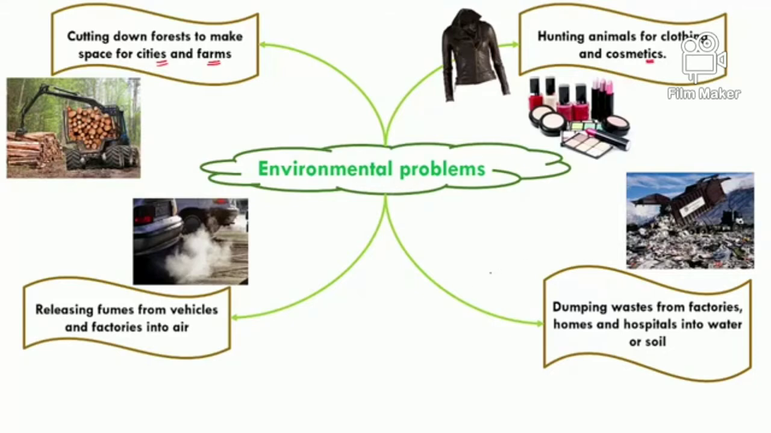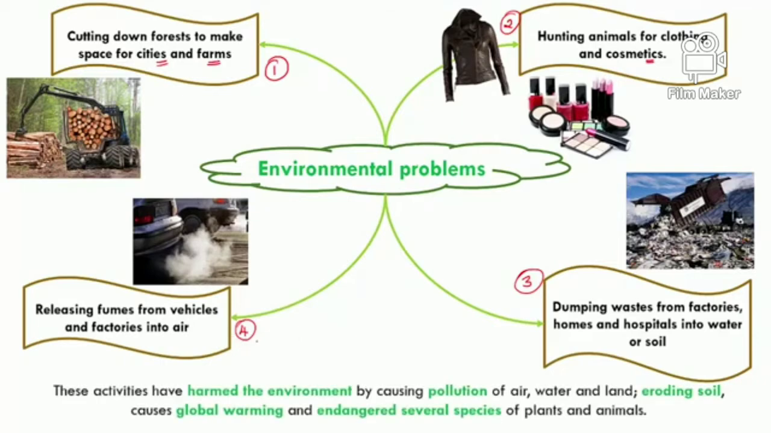So, if you see broadly, we've classified environmental problems into four. The first one we have cutting of trees, second one we have hunting of animals, third one we have dumping of waste, and fourth one we have releasing of fumes from our vehicles. Now, these activities have harmed the environment by causing pollution of the air, water, and land. Not just that, it has also increased erosion of soil, and because of the fumes that are released by vehicles, we are causing global warming and also we are endangering several species of plants and animals. You know that several species have been enlisted that they will become extinct soon, right? That is all because of human activities.